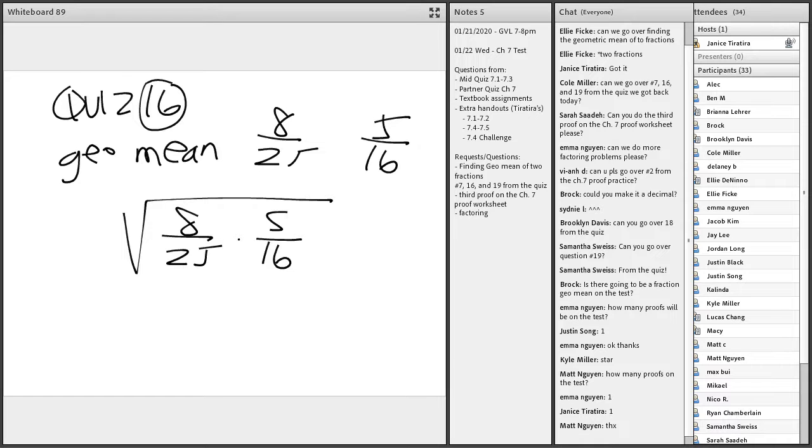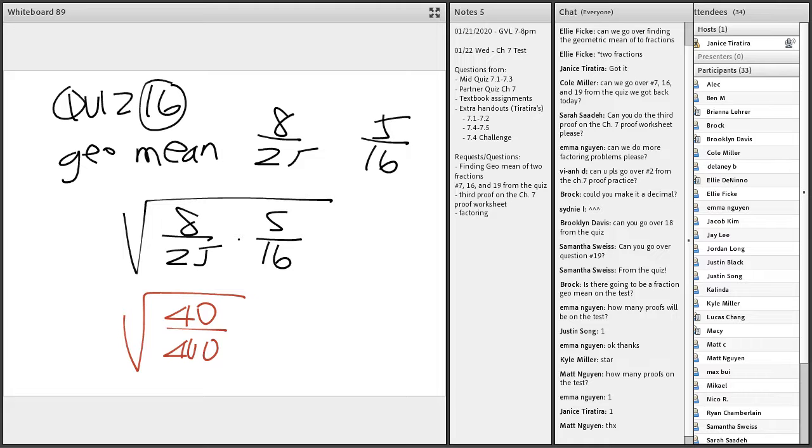So you can multiply across top and multiply across the bottom. You'll get humongous numbers on top and bottom, or you can simplify first. So if you, let's just multiply everything on the top and let's just multiply everything on the bottom, right? That's what you'll get.